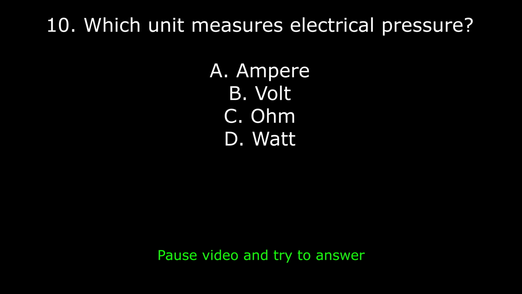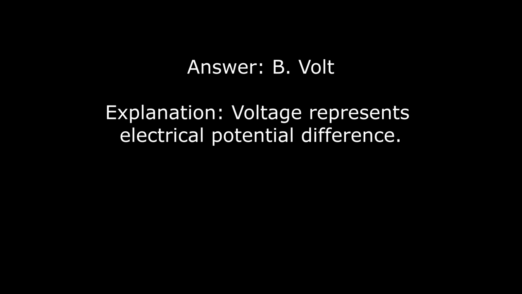10. Which unit measures electrical pressure? A. Ampere, B. Volt, C. Ohm, or D. Watt? Answer: B. Volt. Explanation: voltage represents electrical potential difference.